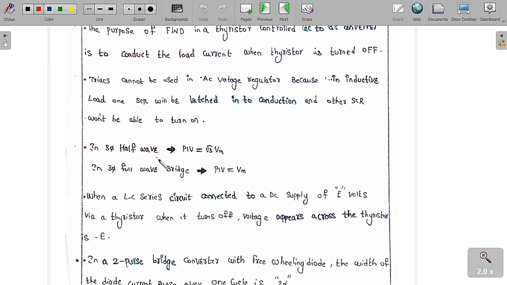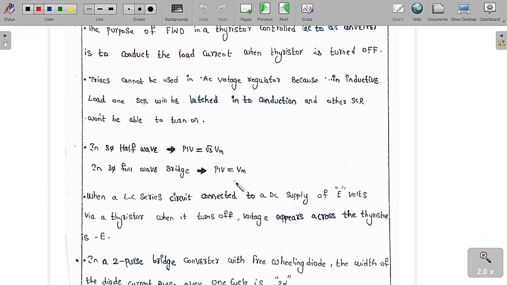In a three-phase half-wave controlled rectifier, the peak inverse voltage of the thyristors or diodes is equal to the peak value of the line voltage, which is √3 Vm. Whereas in a three-phase full-wave bridge rectifier, the peak inverse voltage is equal to Vm. This is the important point that you need to remember.